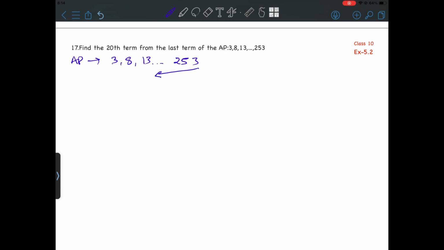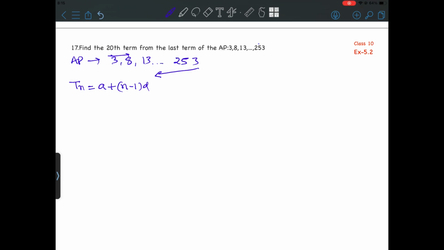And our formula, the formula we always utilize, is Tn equal to a plus n minus 1 into d. This formula helps us find the nth term from the first term, not from the last, right? So we can't utilize this formula directly. So what can we do? In this case, we have one way: we can reverse the AP. Reversing the AP means the last term of the AP becomes the first term of the AP. So let's reverse the AP.